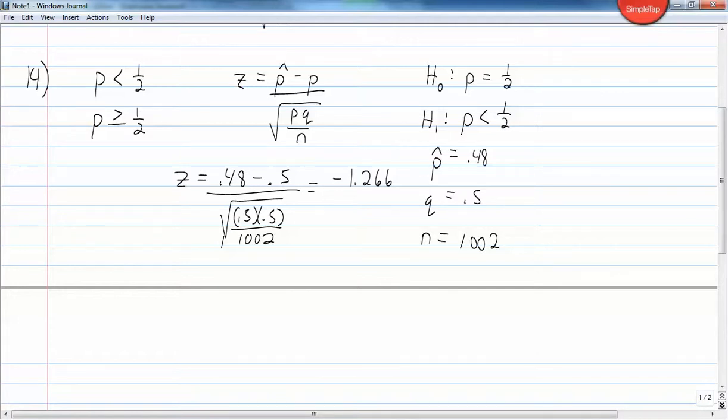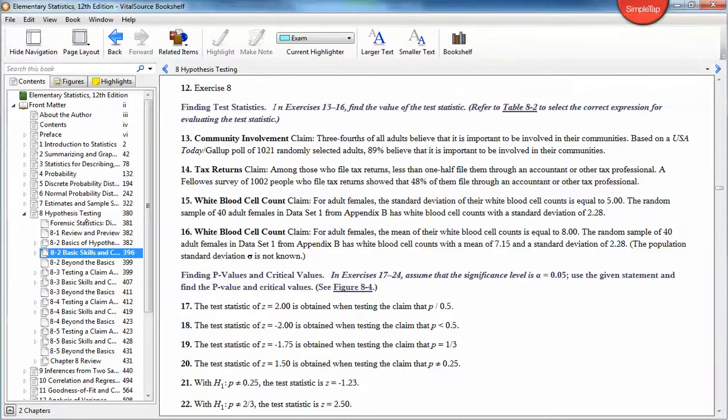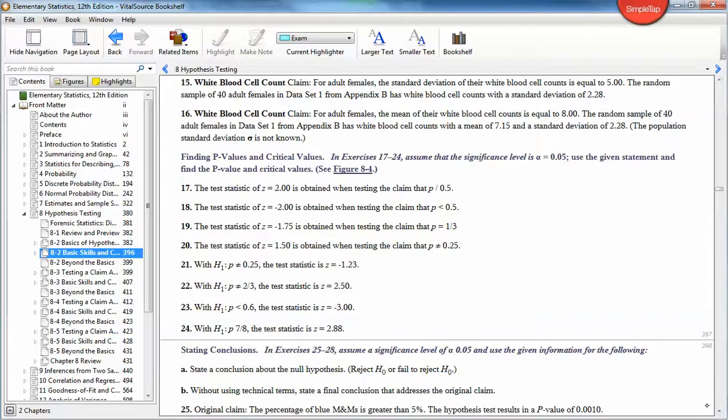Okay. Let's see if there's any more good things here. Finding p-values and critical values. Since there's 2 different types of ways, we should probably practice that a little bit. This says, assume that the significance level is alpha equals 0.05. Use the given statement to find the p-value and critical values.